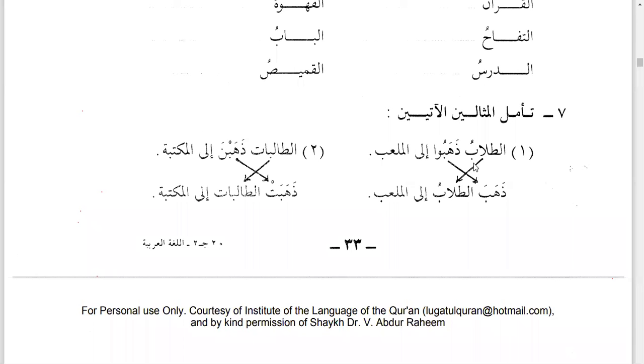All right. First we look at the nominal part, and then we will look at the verbal part. And here it says at-talibatu. Now I'm sure you can tell me why it is dhahabna.